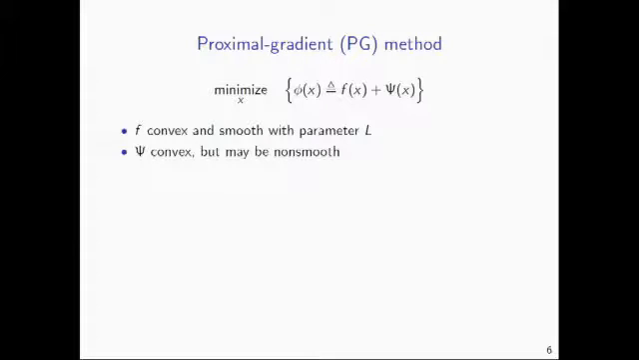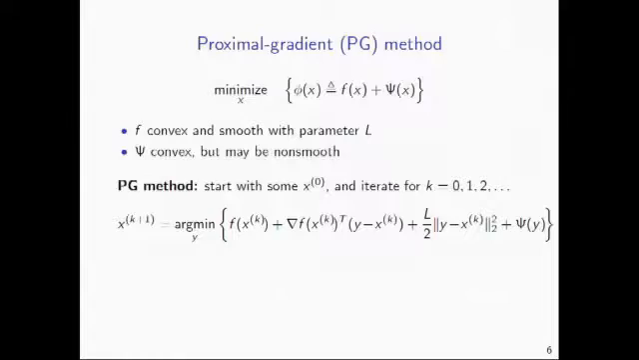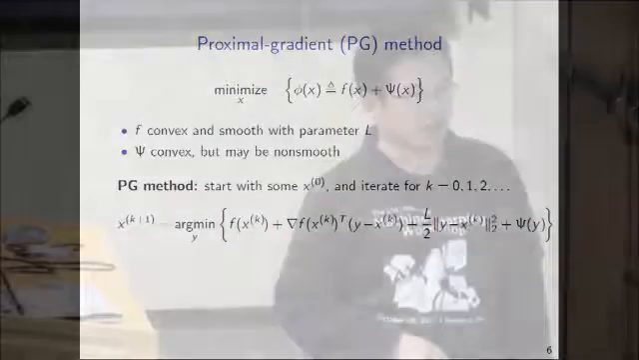Okay, let's consider a more general setup called composite optimization. Your objective function has a smooth part and a non-smooth part, both convex, of course. This is the smooth part. This could be a non-smooth part, like L1 regularization. And for this kind of problem, we use the so-called proximal gradient method.